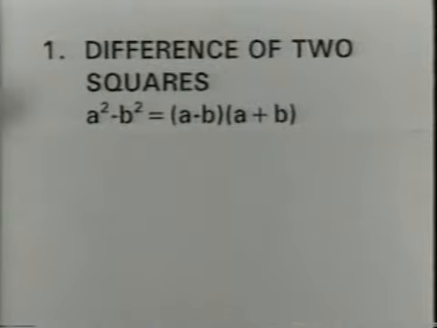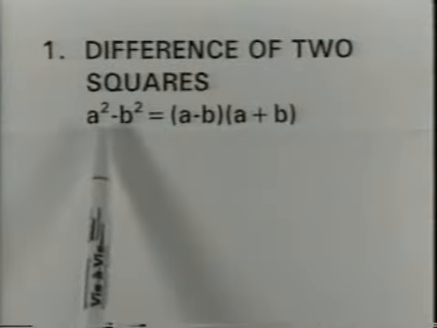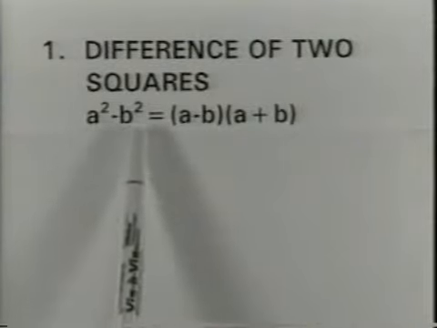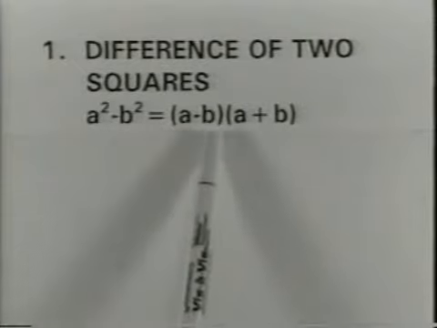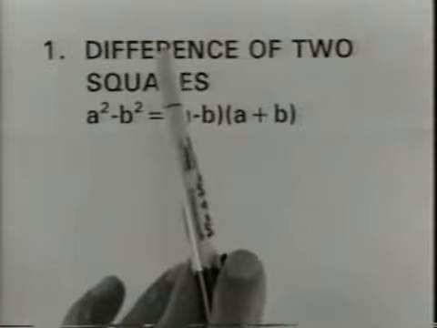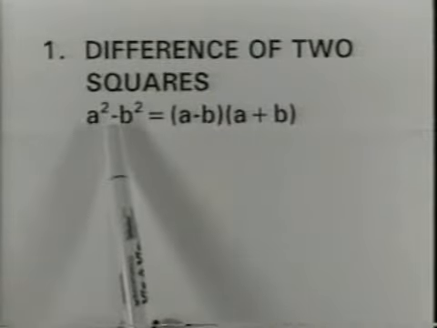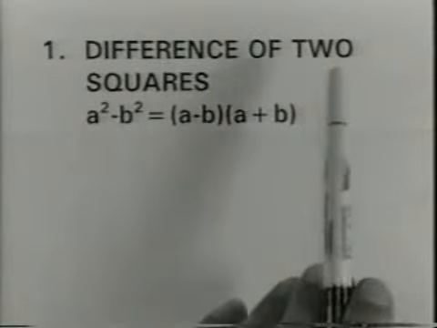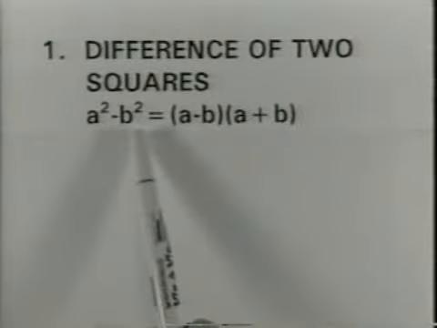The first formula is the formula for the difference of two squares. We have a squared minus b squared is equal to a minus b times a plus b. So notice we have the difference of two squares.